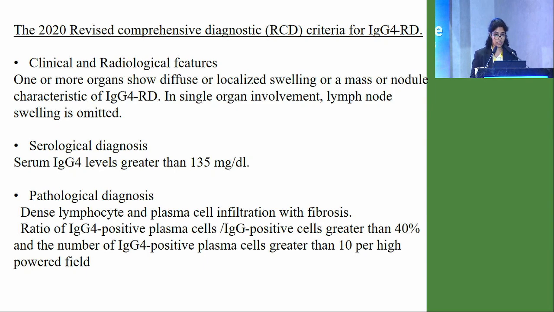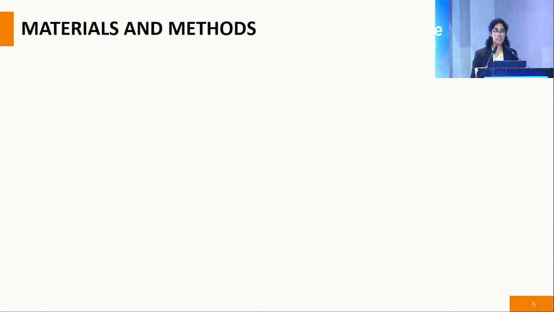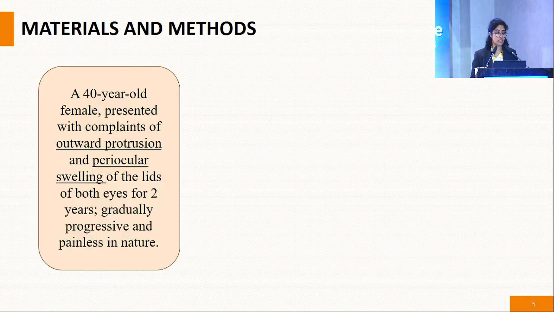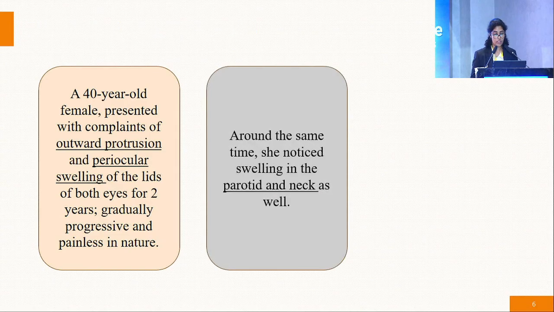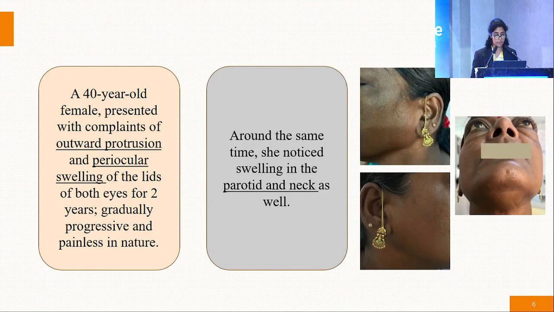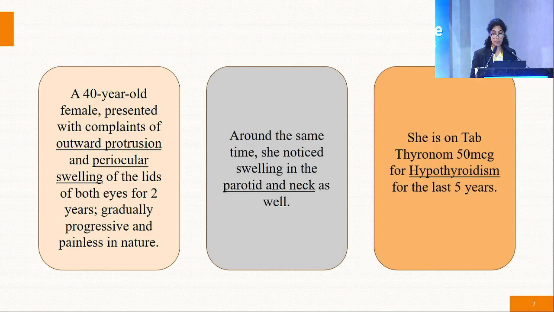and a pathological diagnosis. In the materials and methods of this case, there was a 40-year-old female who presented to our OPD with complaints of outward protrusion and periocular swelling of the lids of both eyes for 2 years. It was gradually progressive and painless in nature. She also had noticed swelling in the parotid and neck regions at around the same time. She is a known case of hypothyroidism on treatment with thyronorm 50 microgram for the last 5 years.